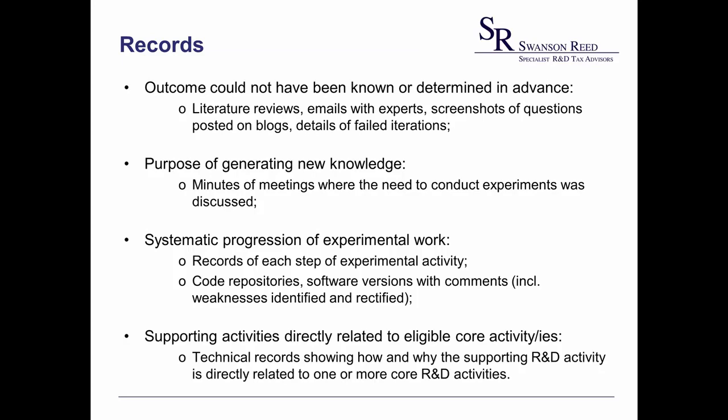A company's records must also show that a systematic progression of experimental work was undertaken. For this, a company should ensure that they can show for each core activity records of each step of the experiment, code repositories or software versions with comments from the experimental process, including description of deficiencies from their hypothesized solutions that were identified and rectified. Records for supporting R&D activities must also detail how and why they are directly related to an eligible core activity.